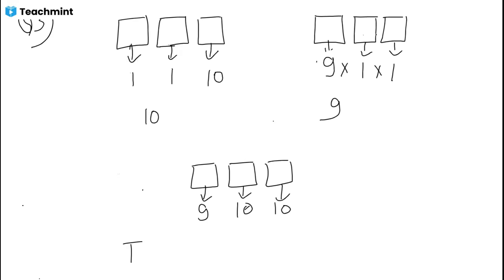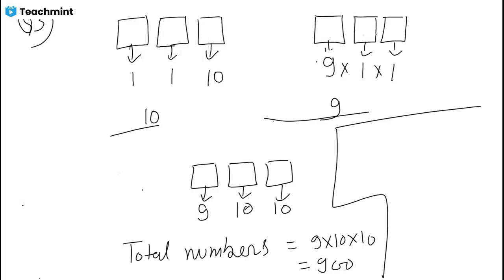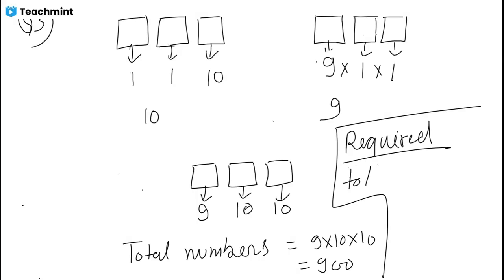So you have total numbers equal to 9 into 10 into 10, 900. And now for the given condition, we need to subtract these both conditions. Are you getting this point? So required total numbers we are finding, because according to the condition we are talking about this. Required total numbers is equal to 900 minus 10 minus 9, 881.